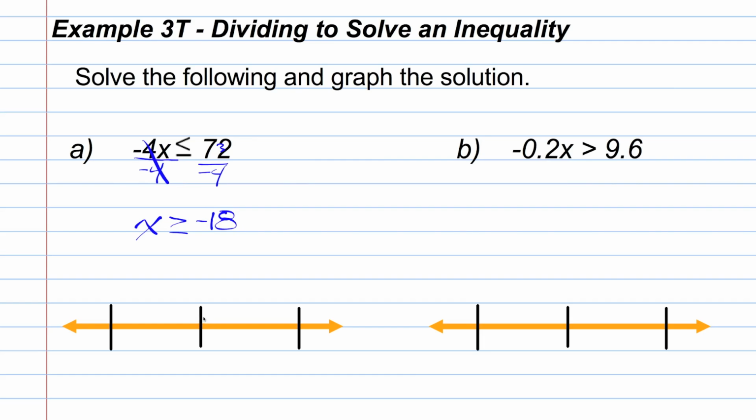To graph this, it's going to be a closed circle on negative 18. Over here, remember, 1 greater is going to be negative 17, and 1 less will be negative 19. And as I said, it's going to be a closed circle, or a circle that's been colored in or darkened in, and it's a greater than symbol. So numbers greater than negative 18 are to the right. So we darken or bold that up a little bit.